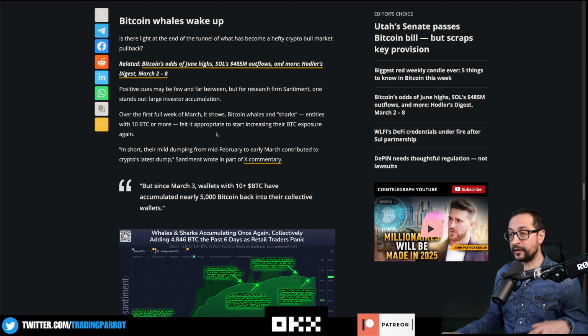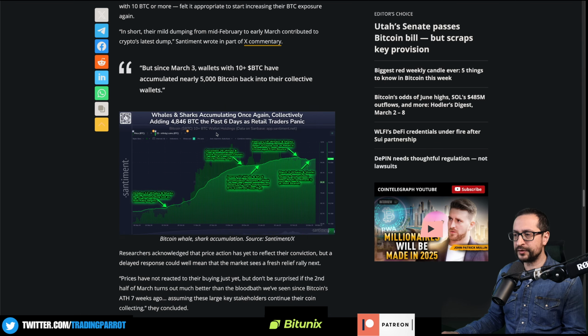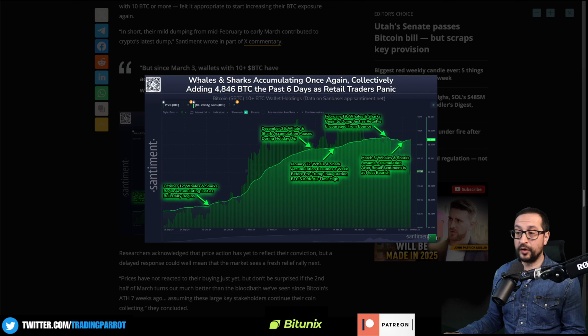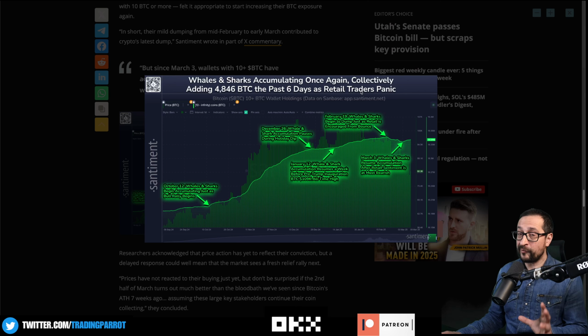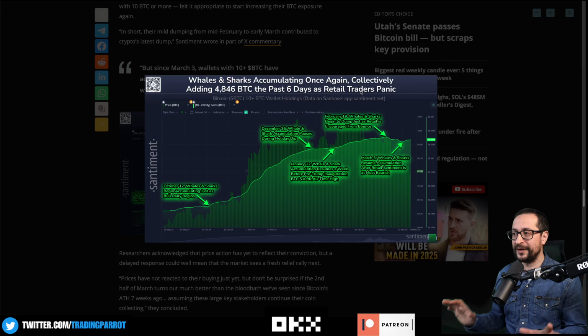We're going to look at our own view of that and see if there's a confluence of indicators showing the same. They're using a website called Sentiment. Whales and sharks accumulating once again, collectively adding around 5,000 Bitcoin in the past 6 days. I've seen some inflows for way more than that, so I wouldn't get that excited with just 5,000 Bitcoin, to be honest.